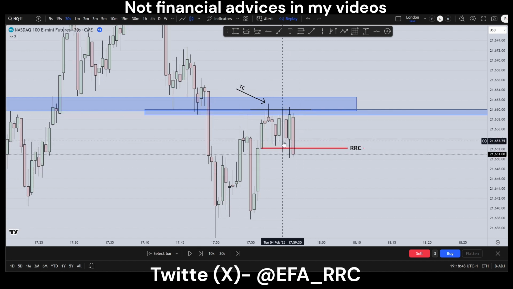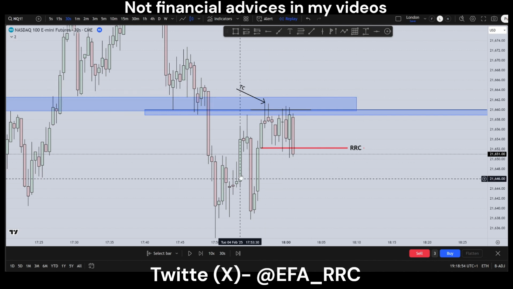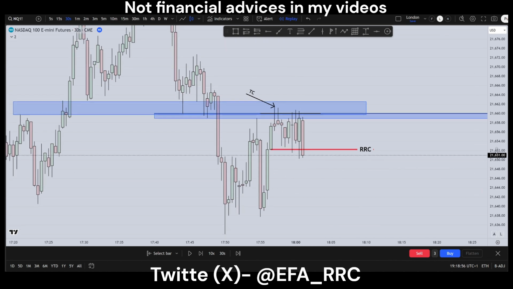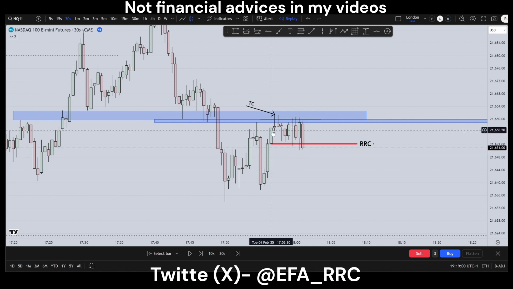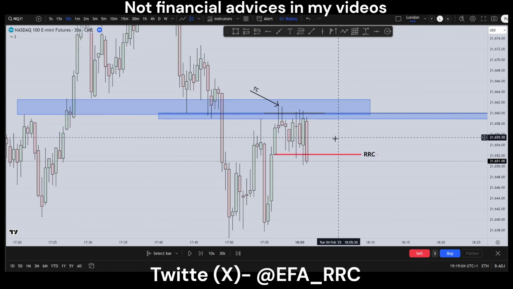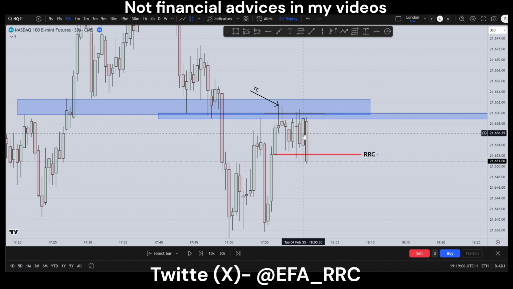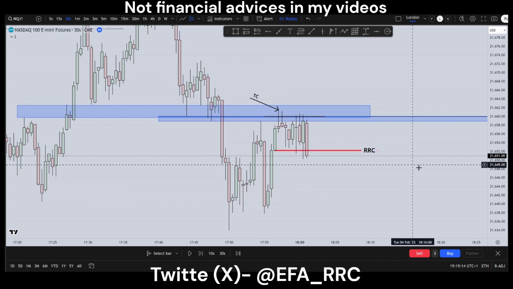If we now smash through this and close body above it, I will not look for shorts anymore, because I can see, okay, we keep ranging or we keep bullish, and these strong candles set the bias and we start the buy program. But we can see we were ranging between the two, and then we got a candle close below the RRC, which, as you know, is the volume candle which tapped our point of interest.